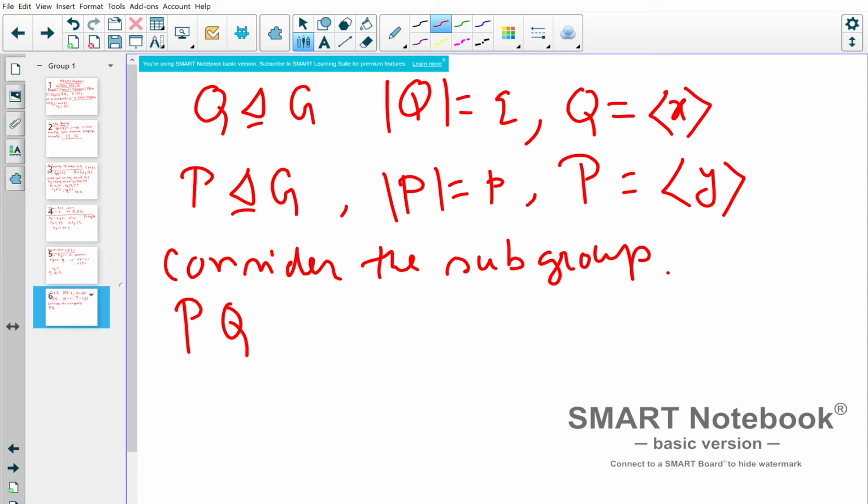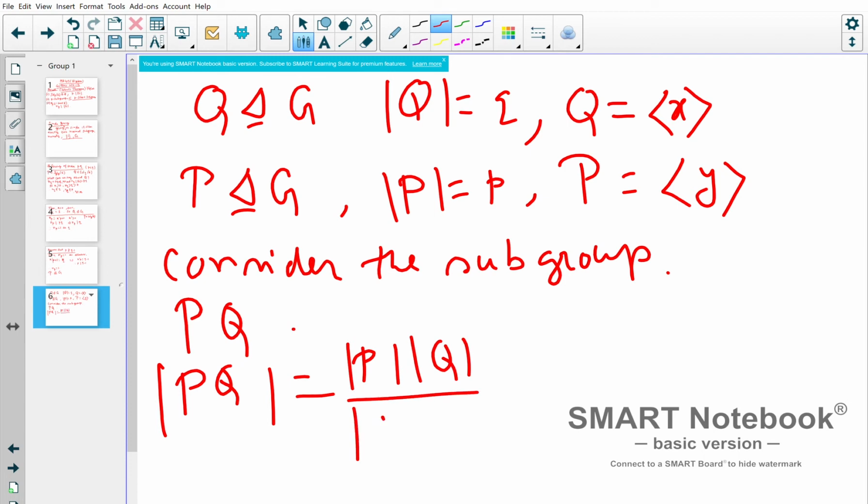Now PQ is a subgroup, and what is the order of the PQ? Order of the PQ is nothing but order of P, order of Q, and the order of P intersection Q, right? The question is what is C? We know that the numerator is P times Q. So what is this denominator? What is the order of the intersection of P and Q? And this is a natural question to ask.